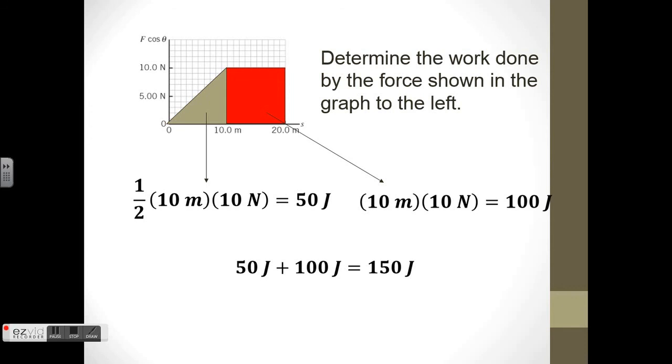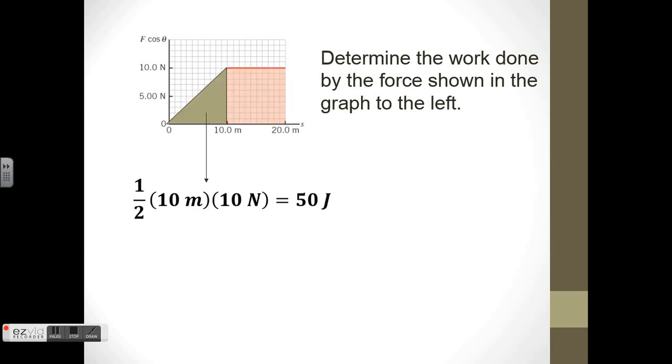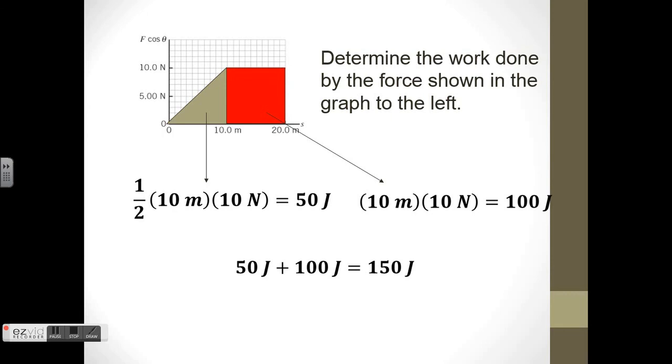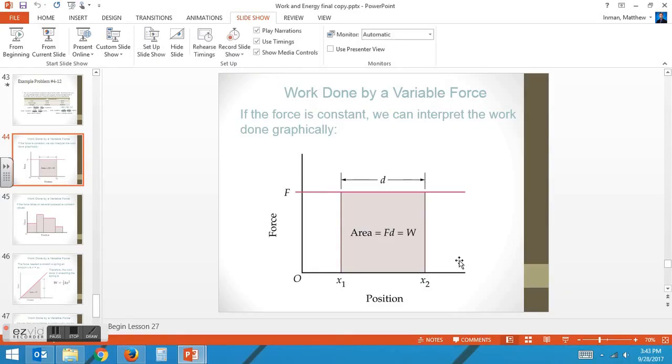So the way to do this trick is to figure out the area underneath this curve and then add those areas up. So that's how to deal with a variable force. The thing to remember is that work done, you could calculate work by taking a force versus position graph and finding the area underneath that graph.